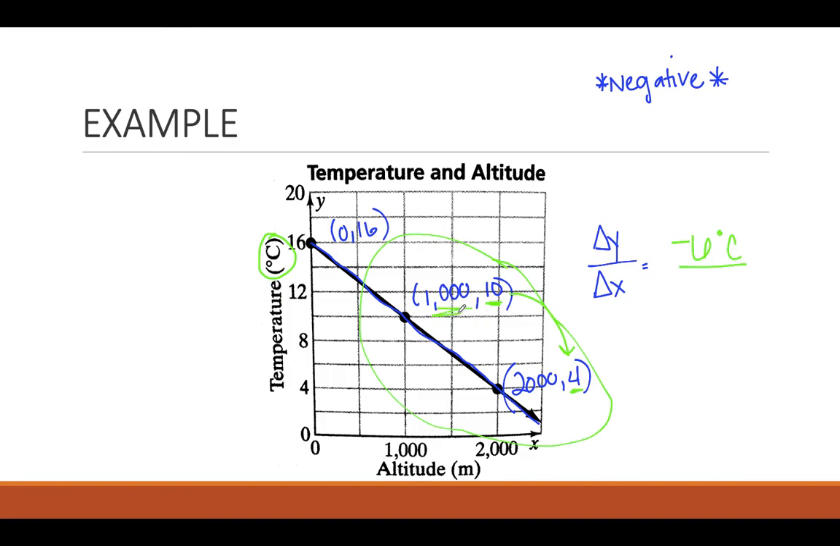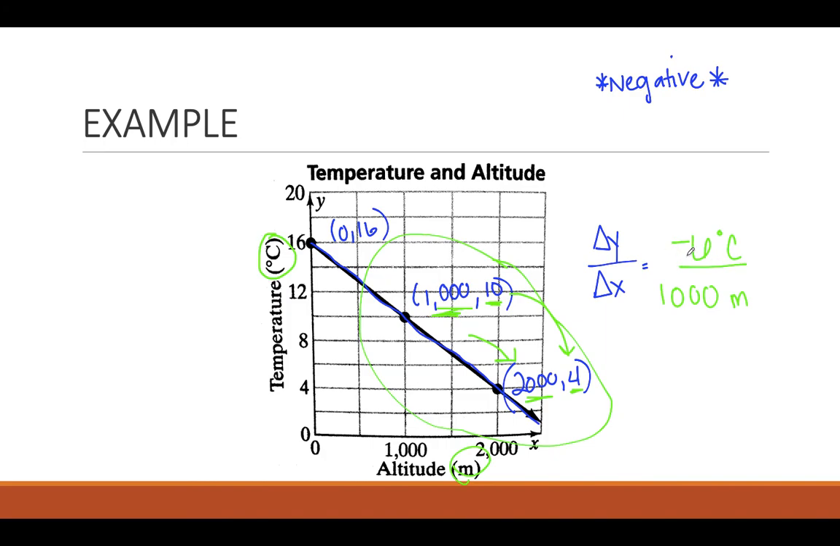And then the x-axis is actually increasing from 1,000 to 2,000. So that is a change of a positive 1,000, and we're talking about altitude. So altitude is how high you are up in the sky. If you ever have gone hiking, you might notice that the higher you go up in altitude or elevation, the colder it gets. So that is what this problem is representing.